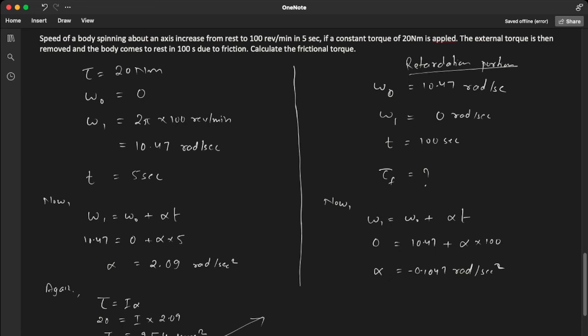So if the retardation acceleration is 0.1047, then what will be the retardation force or frictional force? Will be equal to I into alpha. I is calculated as 9.54 into 0.1047. This comes to be about 1 Newton meter. This is the answer of our fourth question.